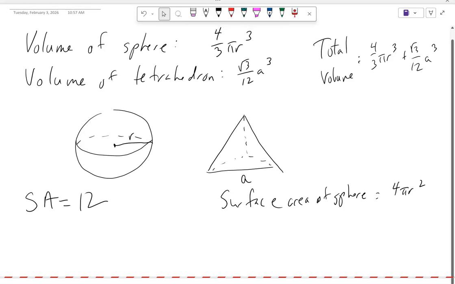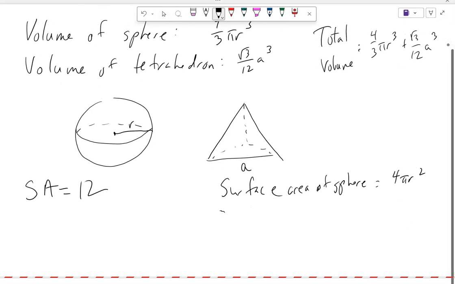By the way, side note, what's the calculus relationship between volume and surface area of the sphere? It's a derivative, right? Which is not a huge surprise, because if you think about how your volume is changing, it would be proportional to the surface area. So it's not a huge surprise that the derivative pops up there.